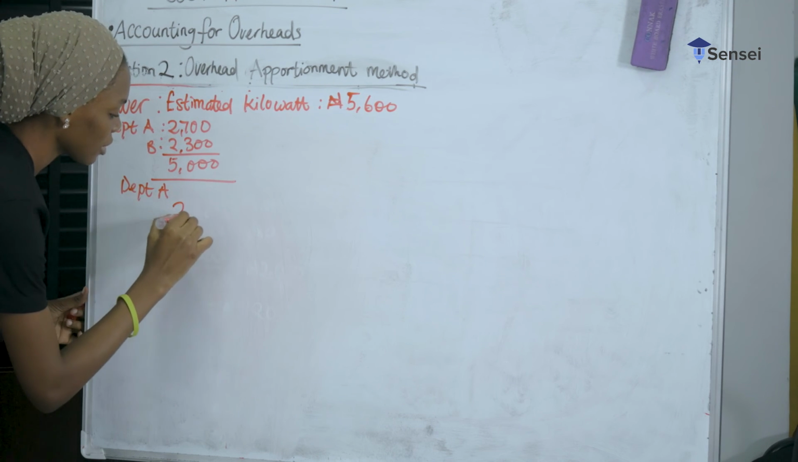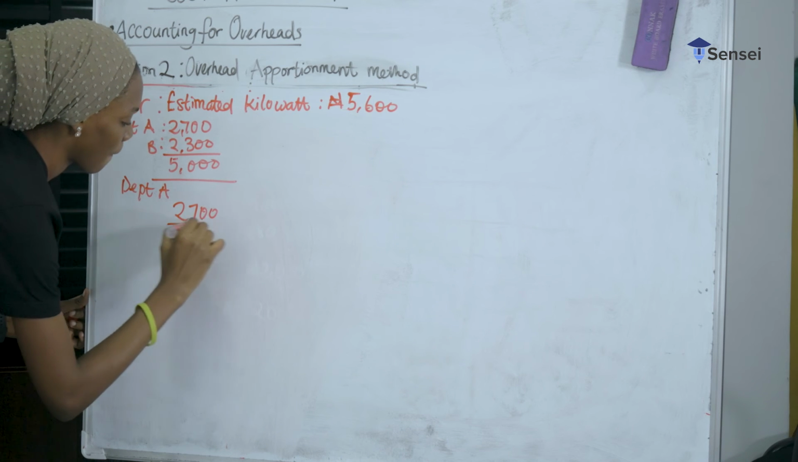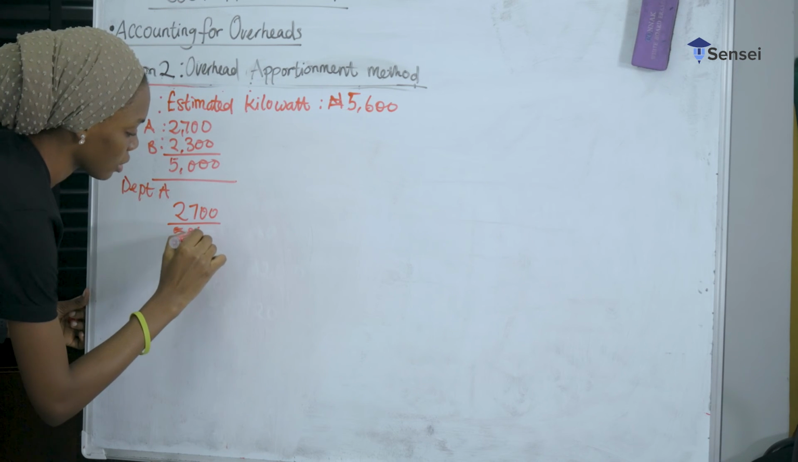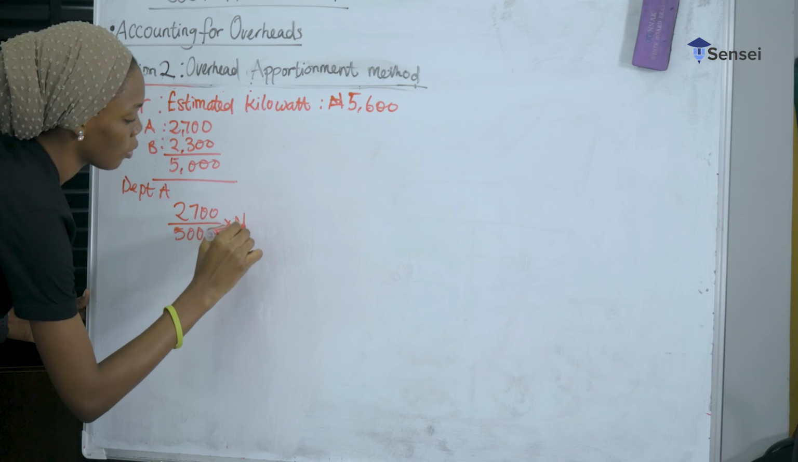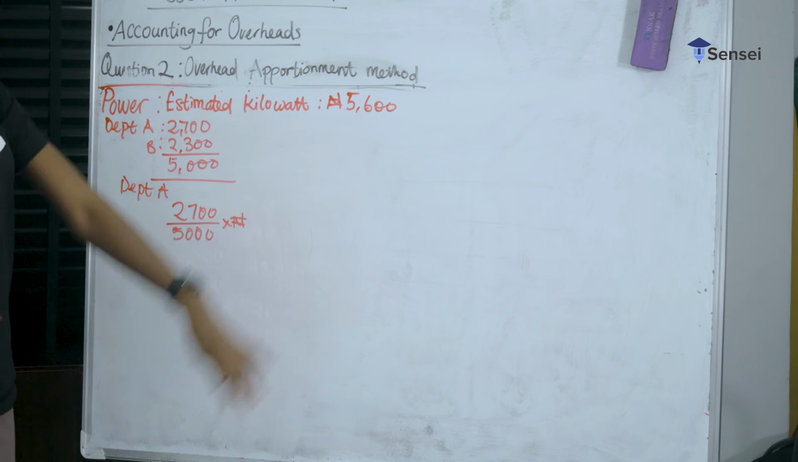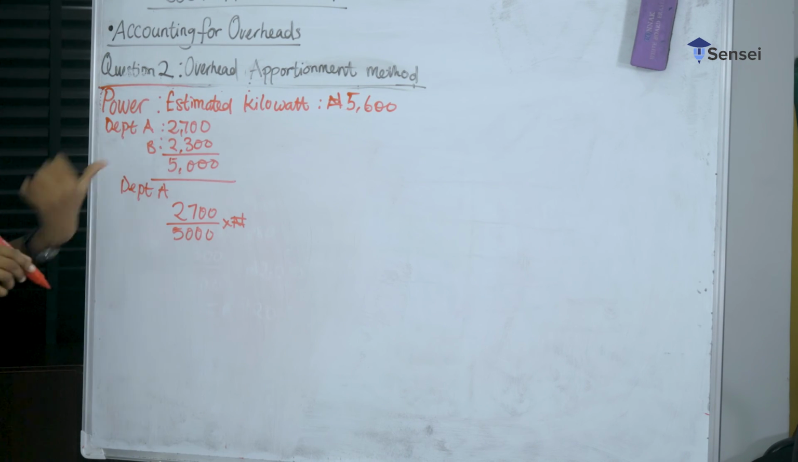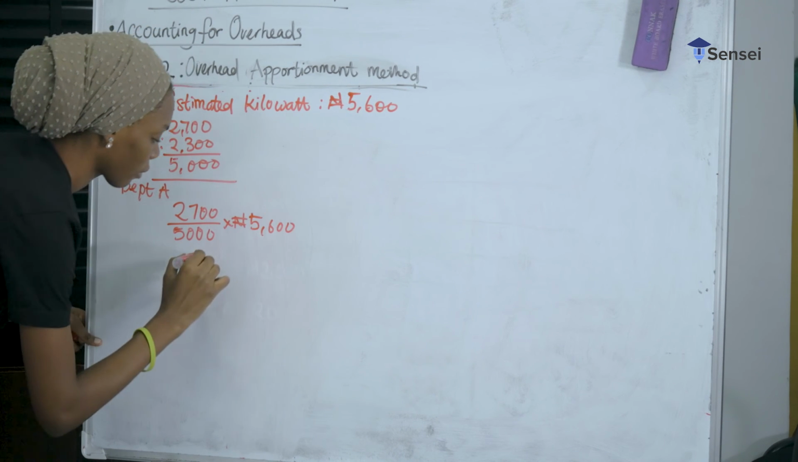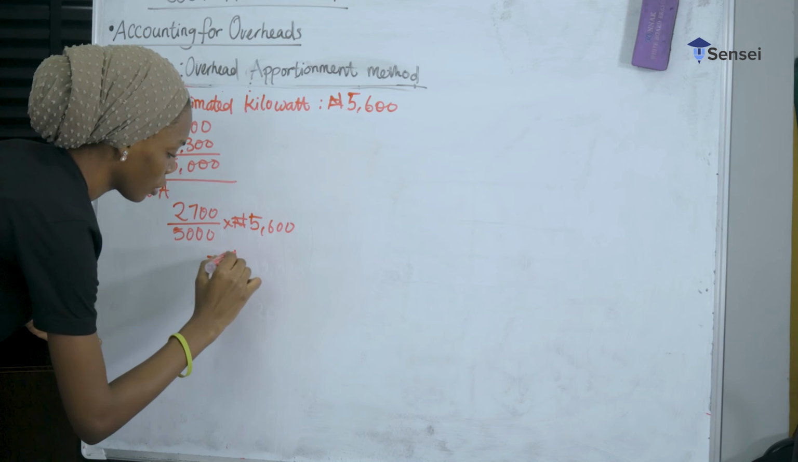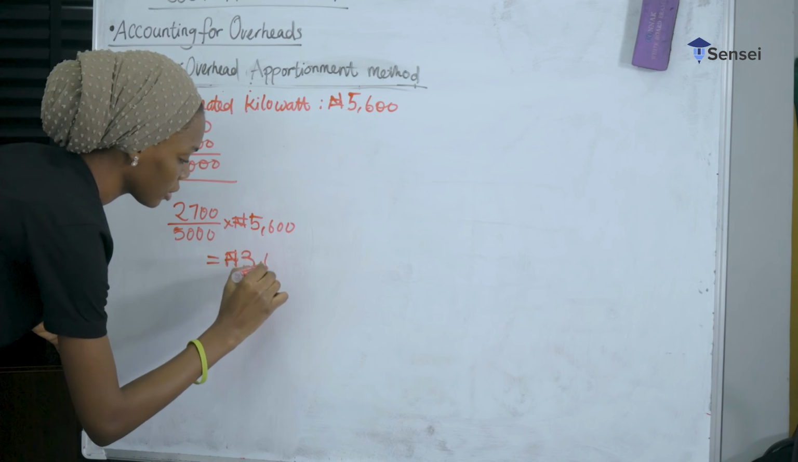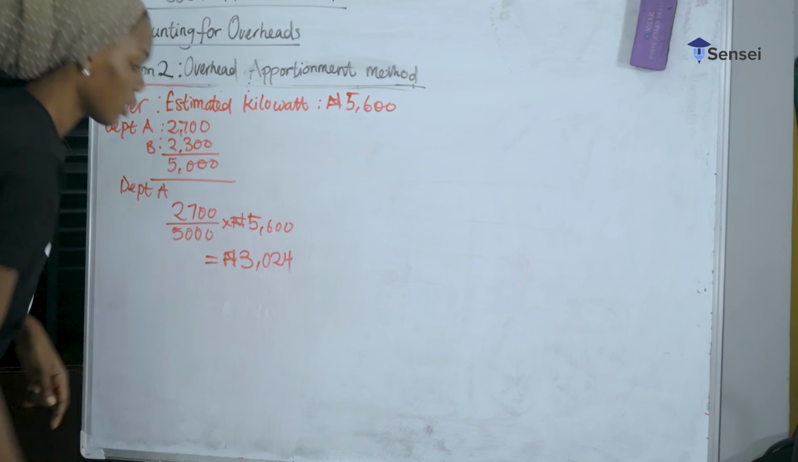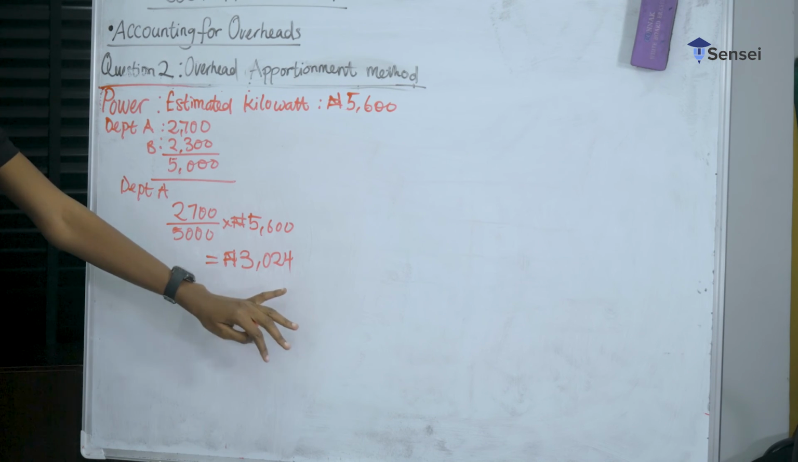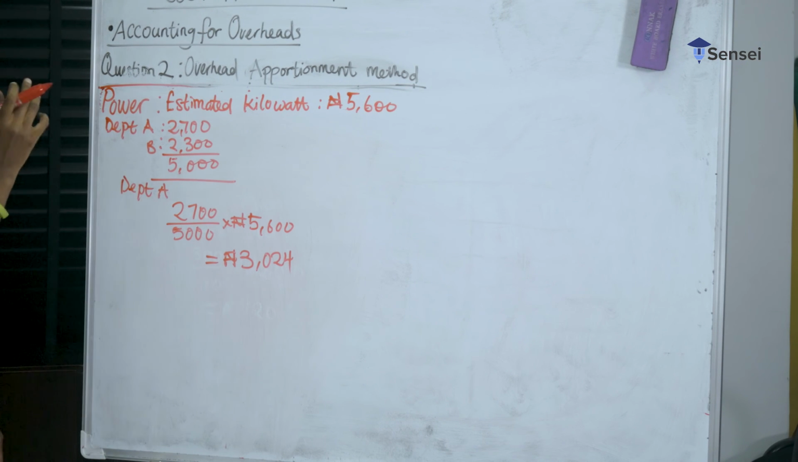To get the cost for Department A, it's 2,700 kilowatts by 5,000 kilowatts, and we multiply by the total overhead cost for power, 5,600, which gives us 3,024 naira. This is the overhead cost of power for Department A.